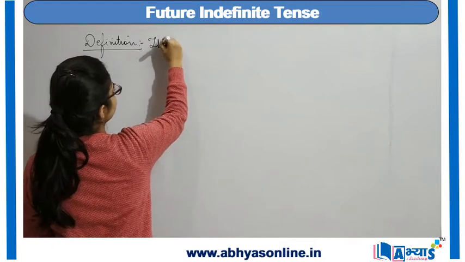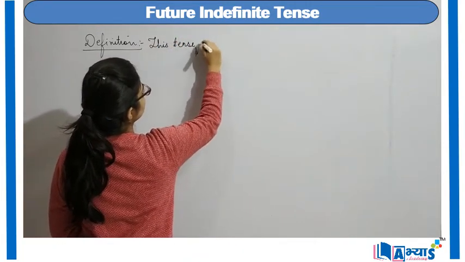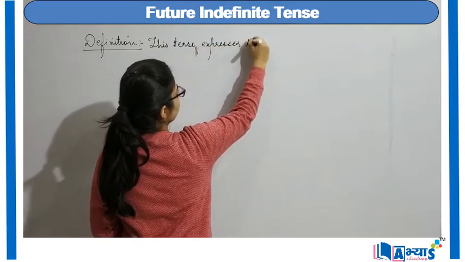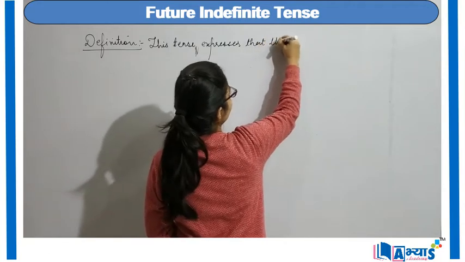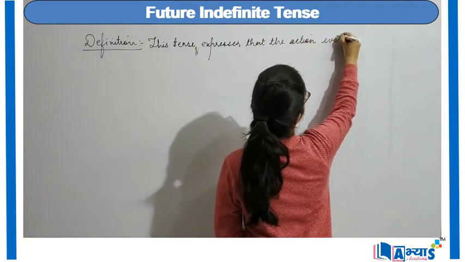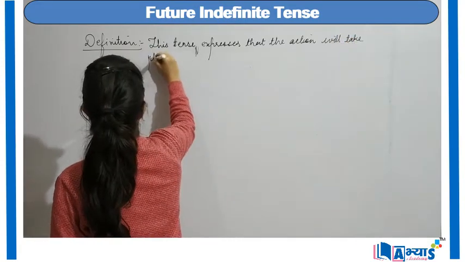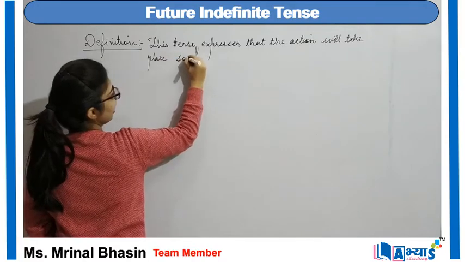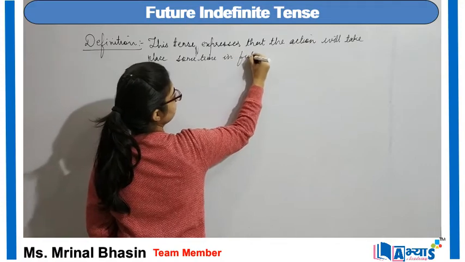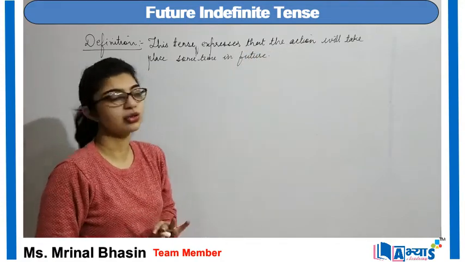This tense expresses that the action will take place sometime in future, but at what particular time we are not sure.